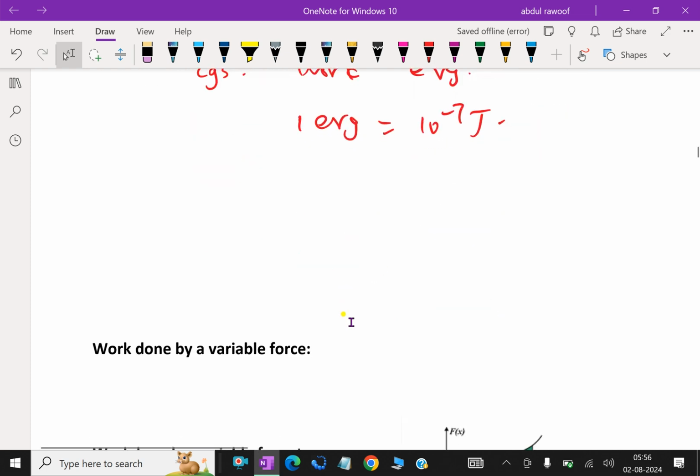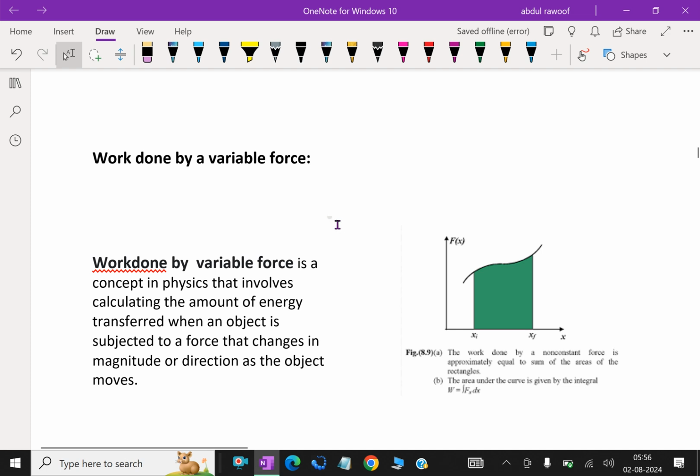Note this point. Next one, work done by a variable force. Work done by variable force is a concept in physics that involves calculating the amount of energy transferred when an object is subjected to a force that changes in magnitude or direction as the object moves. Here, this curve is that force. Under this curve, if we integrate with two limits, we get work, that is the energy.